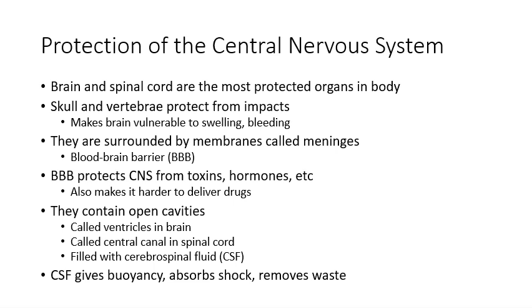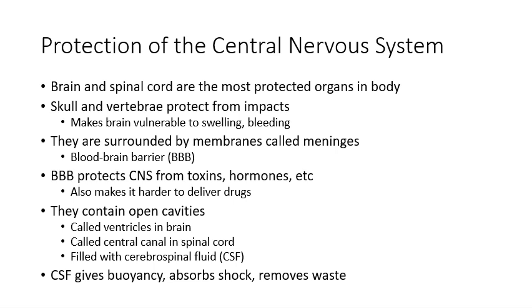So apart from the bones protecting the central nervous system, you have additional protection from the meninges, which are a layer of 3 membranes that surround the central nervous system. You also have the blood-brain barrier, which prevents substances from the blood from moving into the central nervous system. And then you have the ventricles, which are filled with CSF.